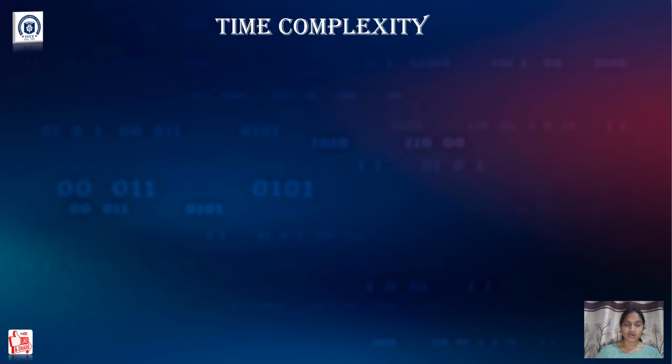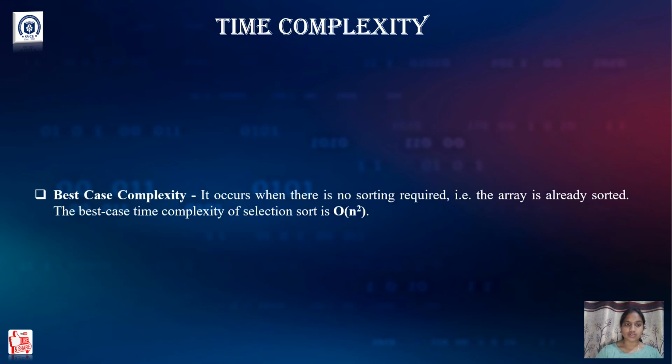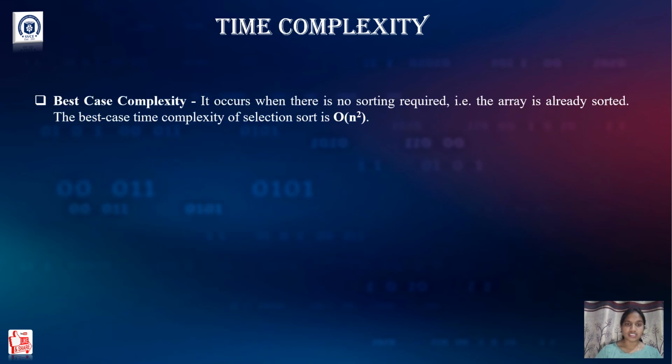So let us learn about the time complexity of selection sort. Best case complexity: it occurs when there is no sorting required, that is, the array is already sorted. The best case complexity of selection sort is O of n square, where best case complexity occurs when there is no requirement of sorting.